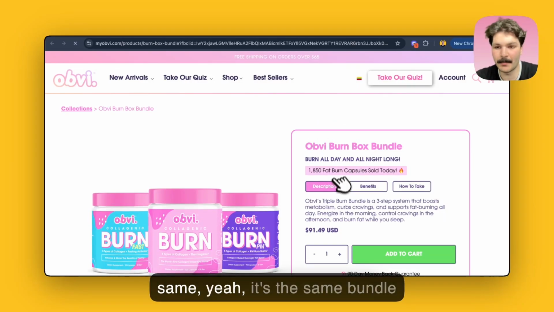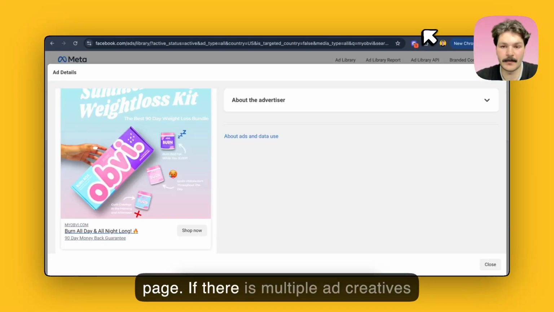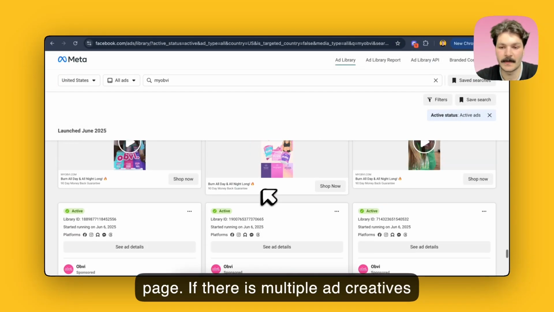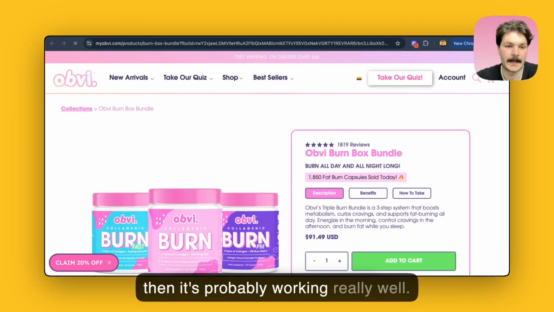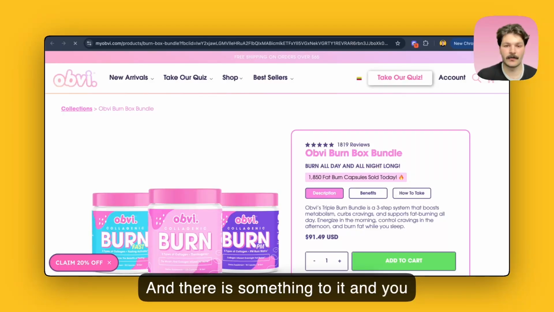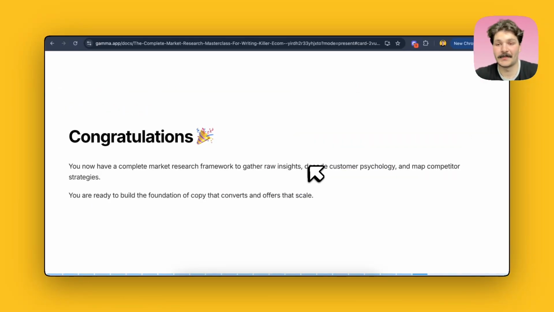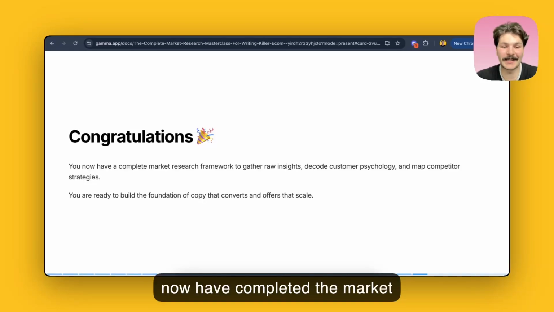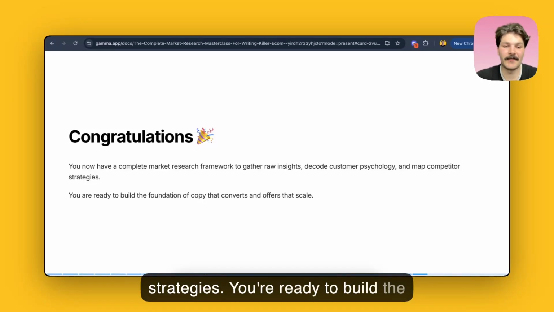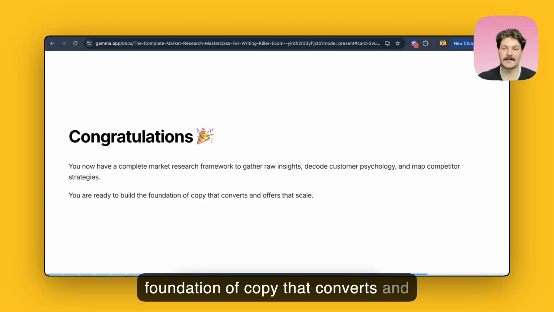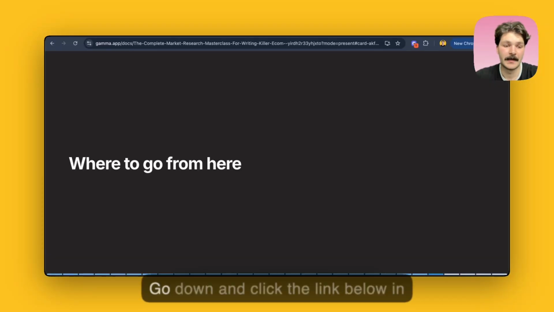Probably the same, it's the same bundle page. If there are multiple ad creatives that lead to the same landing page, then it's probably working really well. And there is something to it, and you should really analyze it here. So congratulations. You now have completed the market research framework to gather raw insights, decode customer psychology, and map competitor strategies. You're ready to build the foundation of copy that converts and offers that scale.